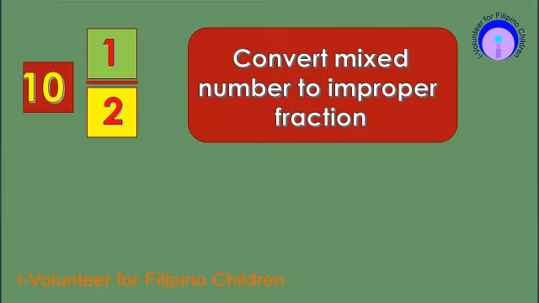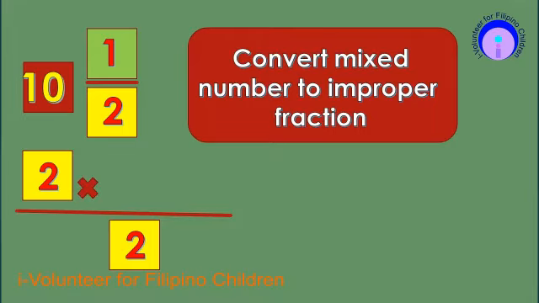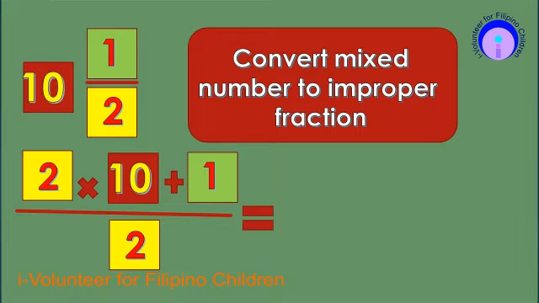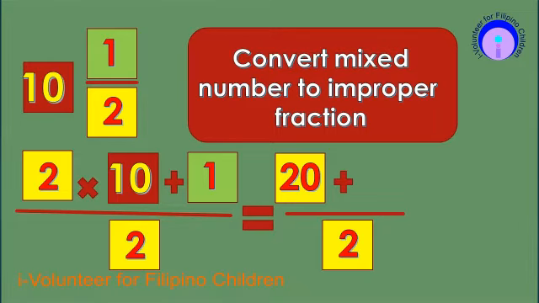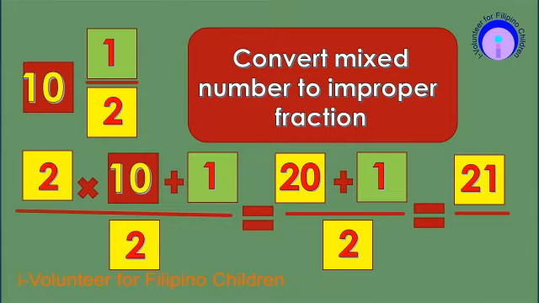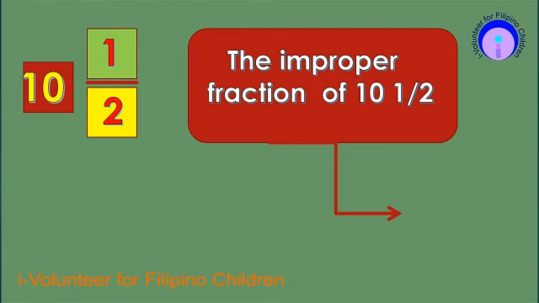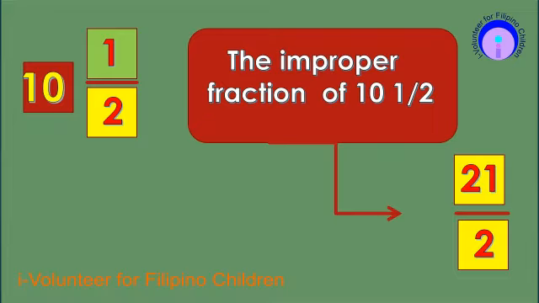First step is to convert the mixed number into improper fraction. Always copy the denominator. Denominator times the whole number plus the numerator. This is now the improper fraction of the mixed number.